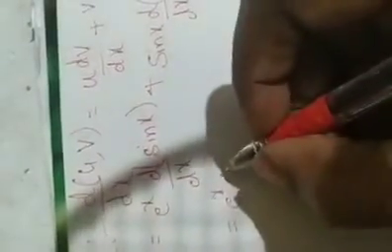E raised to x into, what is the derivative of sin x? You go through the formula sheet. That is cos x plus sin x, what is the derivative of e raised to x? The derivative of e raised to x is e raised to x. Next one. Second one.